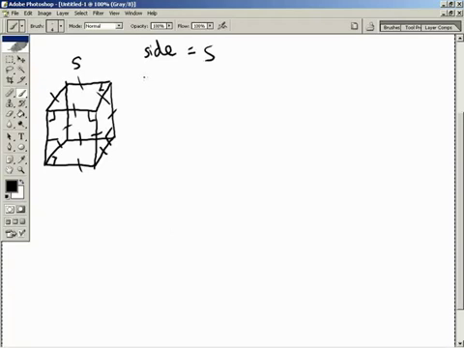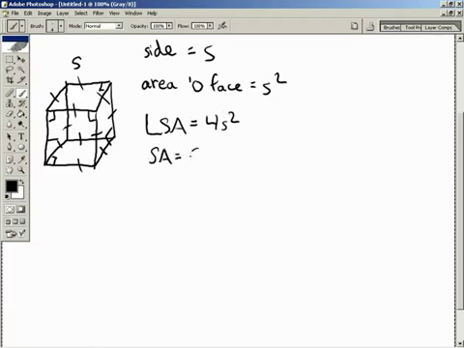The area of any face is equal to S squared, which means the lateral surface area, LSA, is 4S squared. The total surface area is 6S squared. 4S squared because you're only looking at the four sides. 6S squared because you include the top and bottom. And the volume is S cubed.